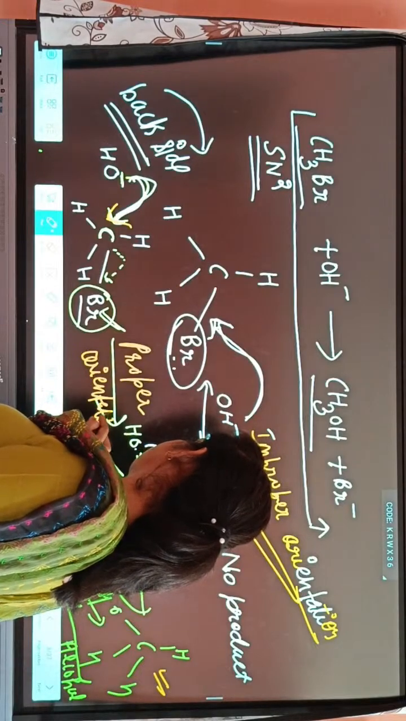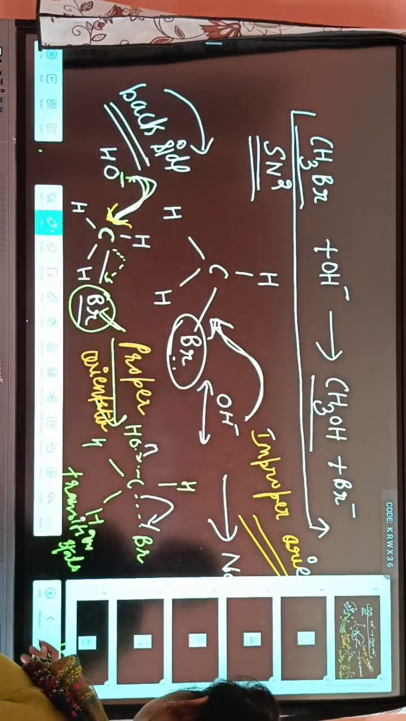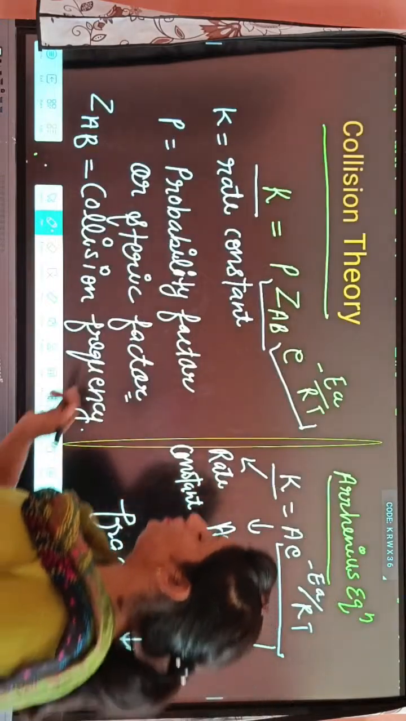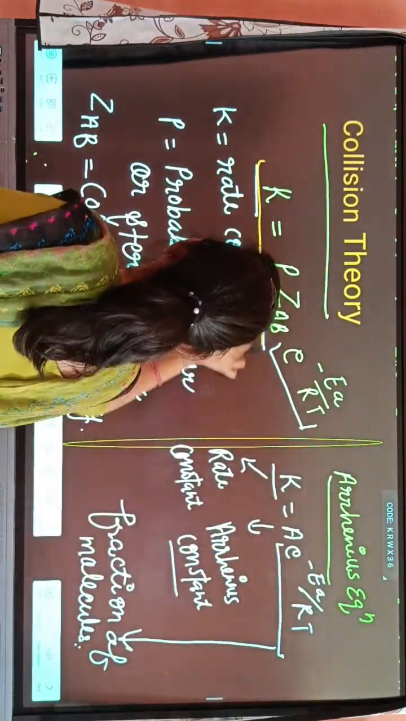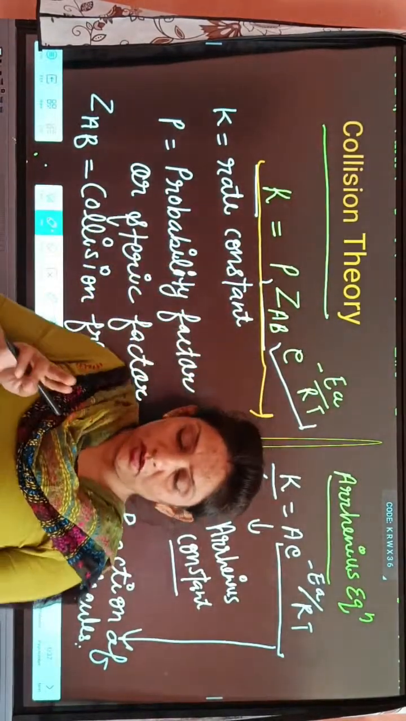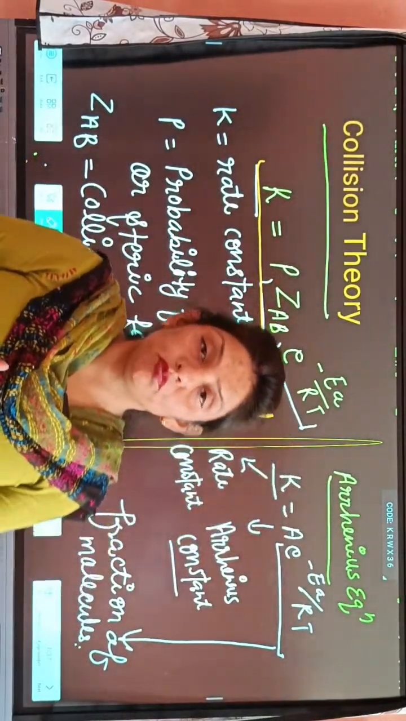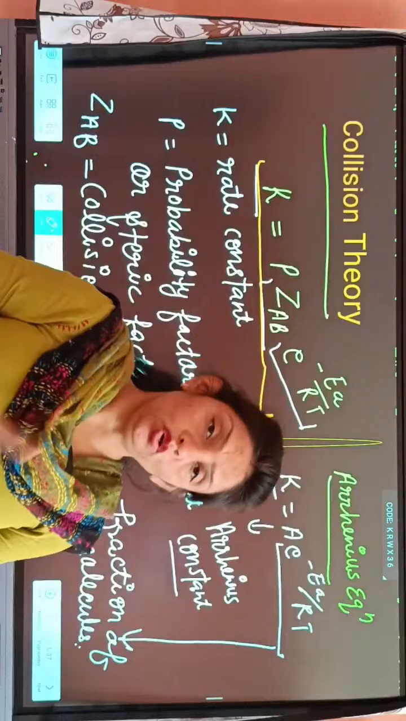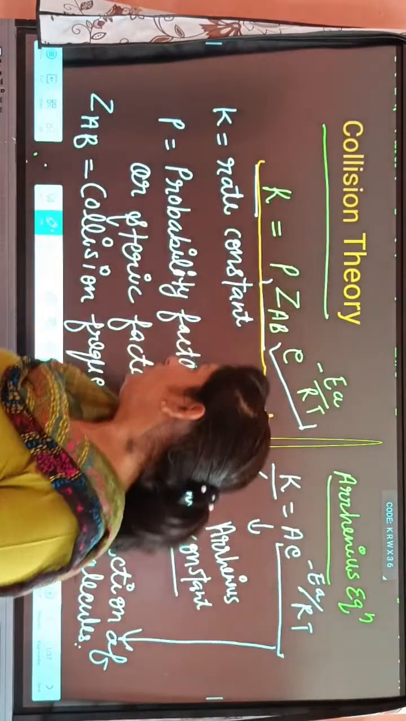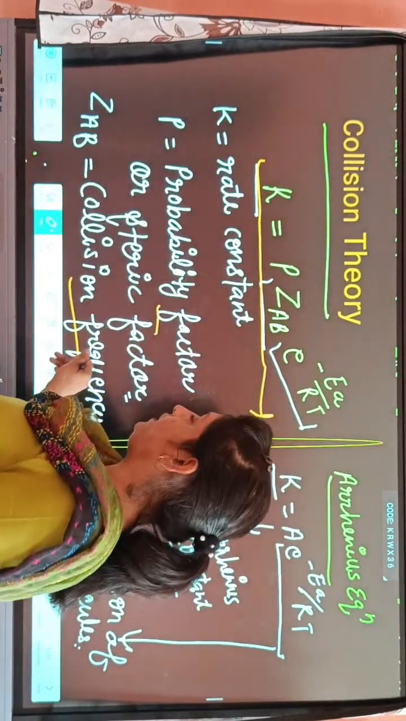So students, in collision theory, we get this equation. In this equation, there are two main points of the collision theory. The formation of any product depends on two factors. The first one is the frequency factor.